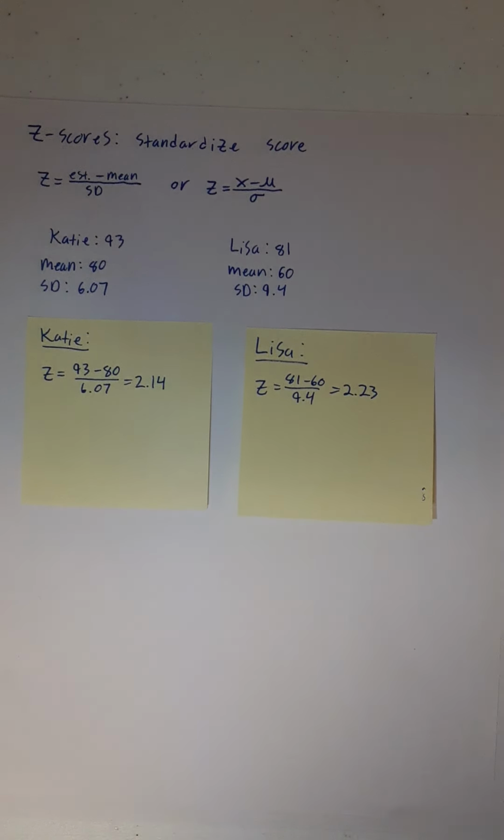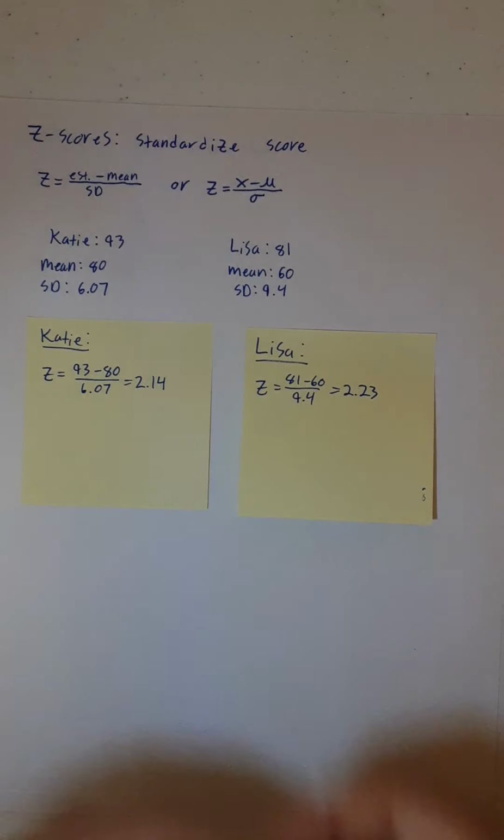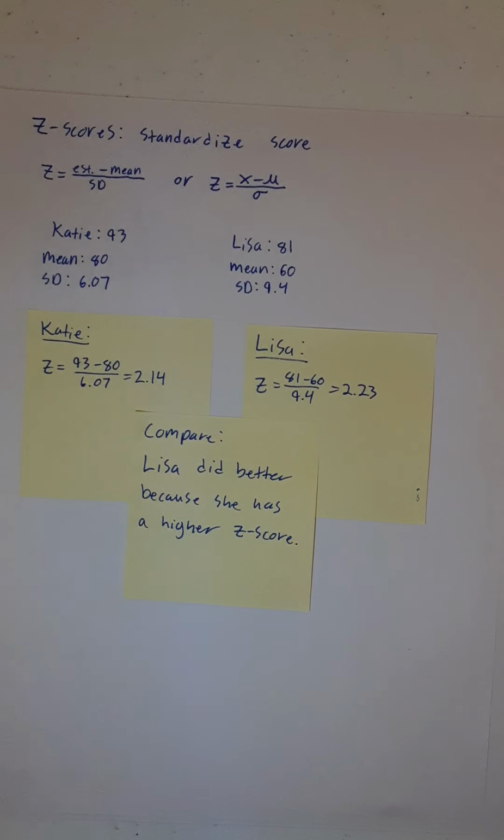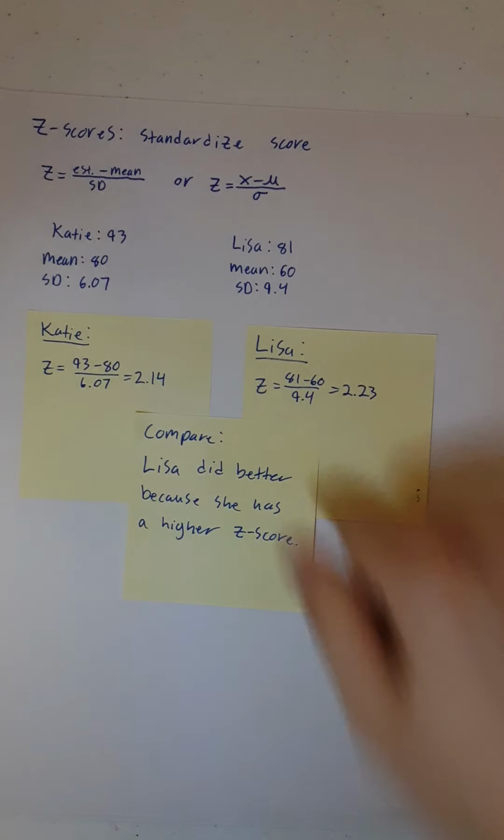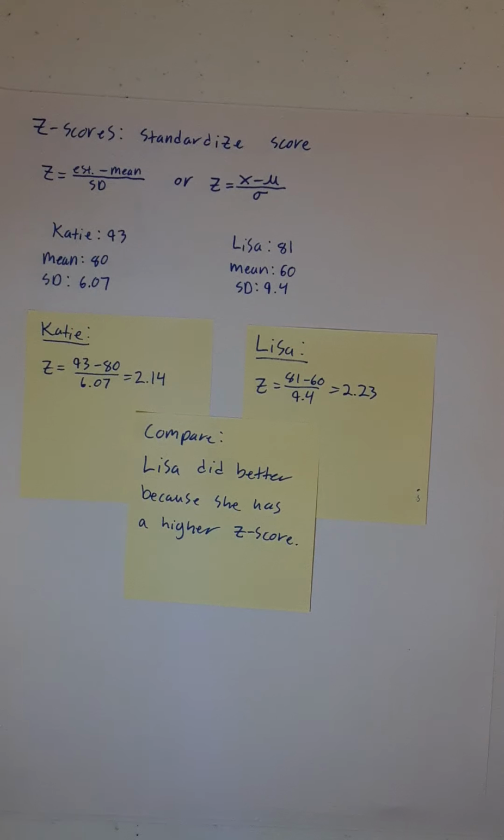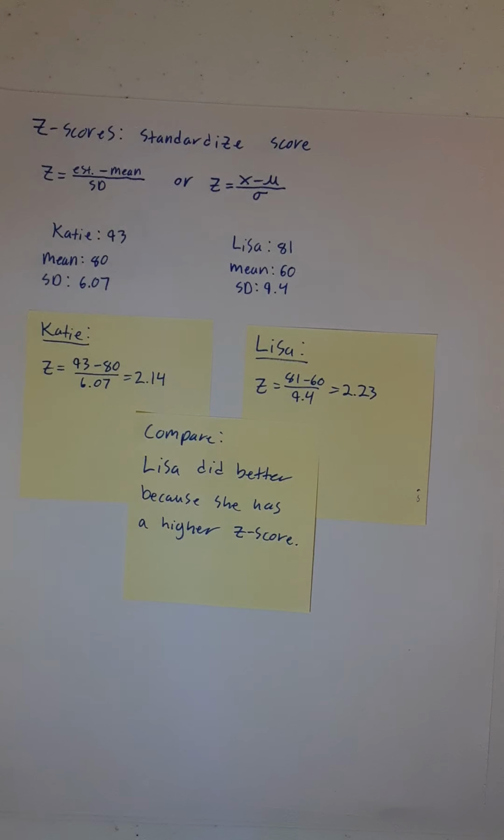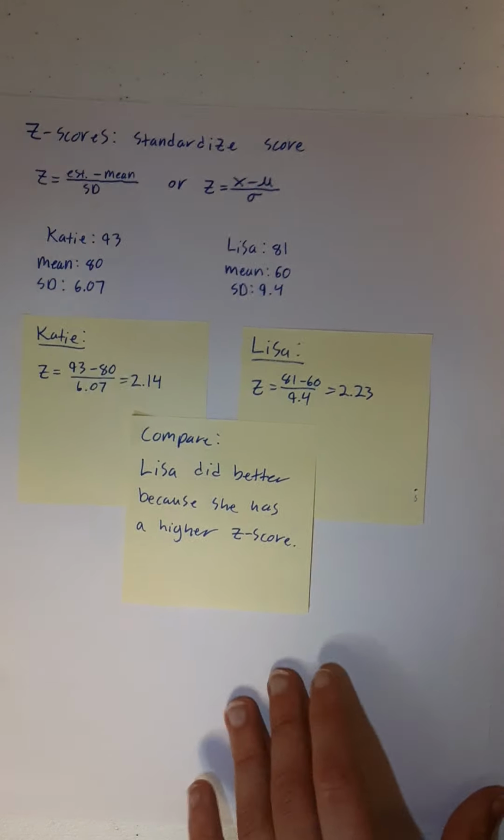So when we actually come to compare these test scores, even though Katie's score was higher, she got a 93 versus Lisa's 81, it actually turns out that Lisa did better because she took the harder test and had a better score relative to the difficulty of her test. It had a lower average, and a higher standard deviation. So we can see that Lisa actually did better because she had a higher z-score.